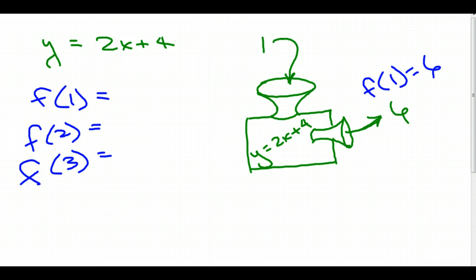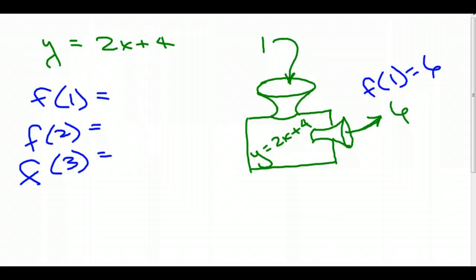So you will see that symbolism there from now on. All that means is, what am I going to get for y when I put a 3 in for x? That's all that means. So f of 3 would be 10: 2 times 3 plus 4. Just take the number, stick it in the equation, and whatever it spits out is your answer for f of 3.